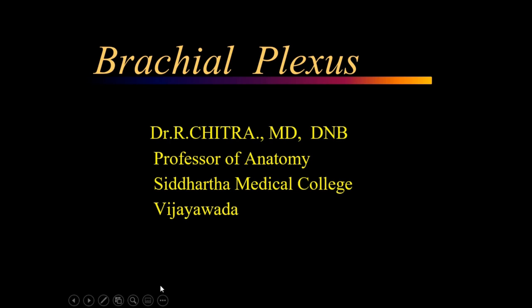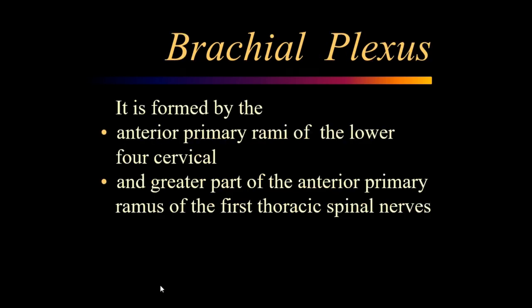Brachial plexus. Do you know the meaning of brachial? Brachium means arm. So it is the nerve plexus supplying the arm. This we will see under the following headings: mode of formation, relations and branches, and also the applied anatomy of the brachial plexus.